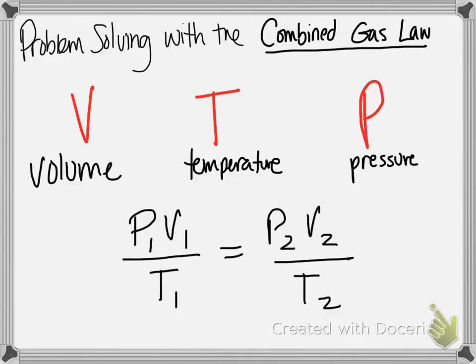No more remembering which is which, no more remembering what is what. One equation to rule them all. So again, if all three factors are changing, list your variables, use this, plug in, and solve. If only one or two variables are changing, whatever is held constant, you just cancel out. You can cancel out temperature. You can cancel out pressure. You can cancel out volume. It's like magic.